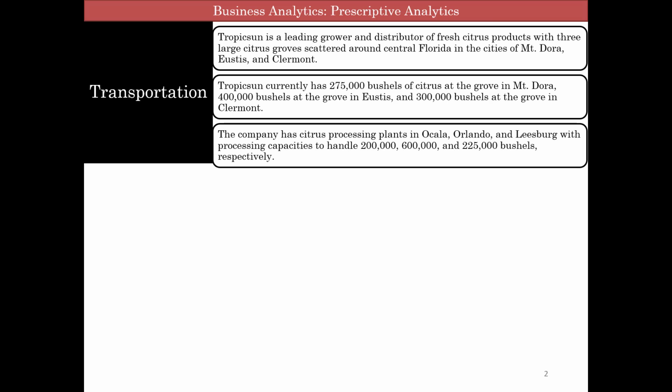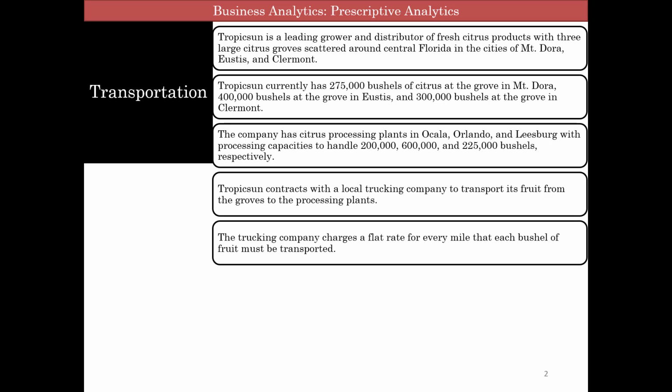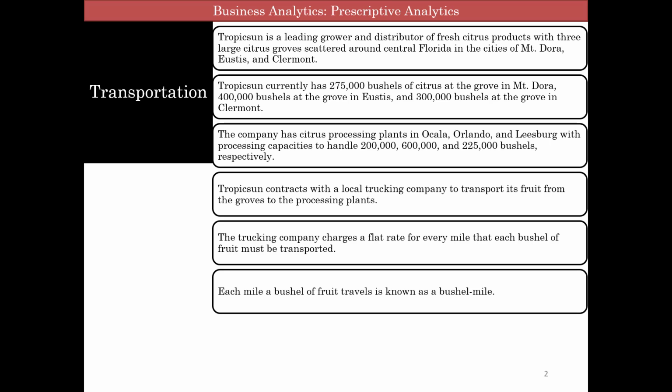The company has citrus processing plants in Ocala, Orlando, and Leesburg. These are demand locations where you receive stuff, and they can handle 200,000, 600,000, and 225,000 bushels. So that's the demand in these areas. They contract with a local trucking company to transport the fruit from the grove to the processing plant, and the trucking company will charge a flat rate for every mile that each bushel must be transported. One bushel of fruit traveling one mile is known as a bushel mile.